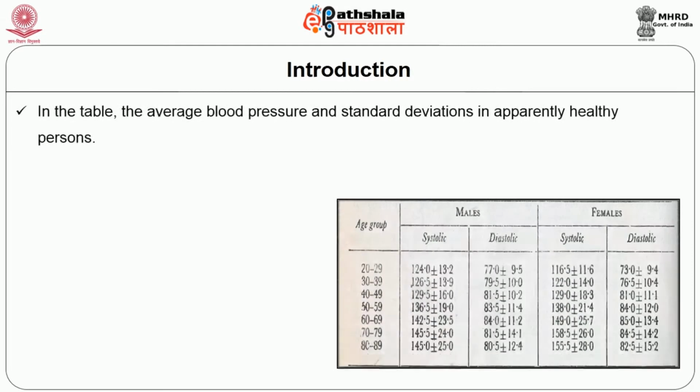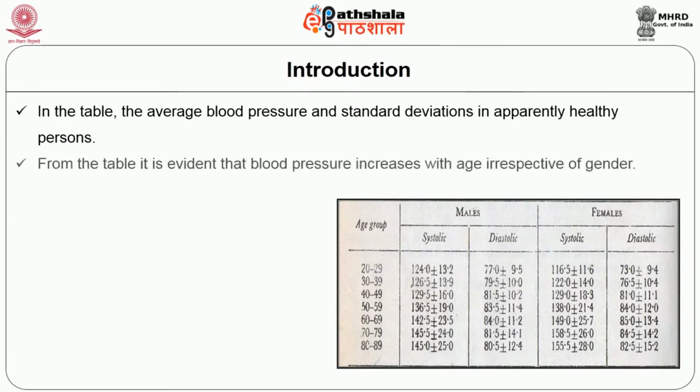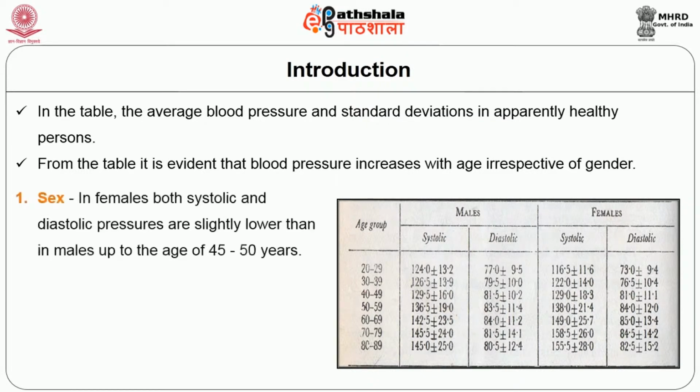Here in the table, you can see the average blood pressure and standard deviations in apparently healthy persons. From the table, it is evident that the blood pressure increases with age irrespective of gender. The next factor is gender. In females, both systolic and diastolic pressures are slightly lower than in males up to the age of 45 to 50 years, the beginning of menopause.